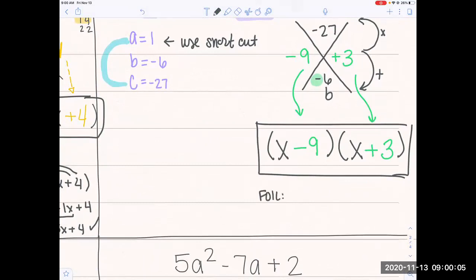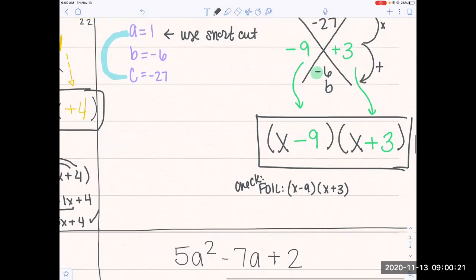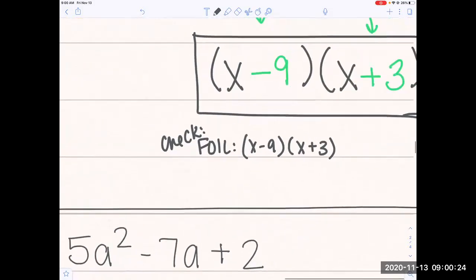And so, of course, we use FOIL to check. FOIL stands for first, outer, inner, last. So first, I've got x times x, x squared. Outer, x times 3, 3x. Inner, -9 times x, -9x. And last, -9 times 3, -27.